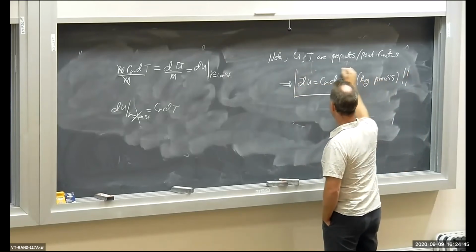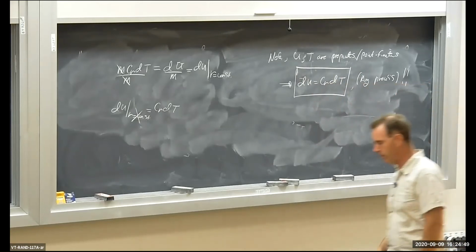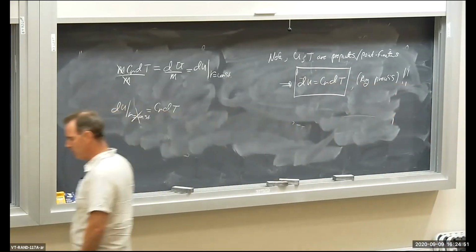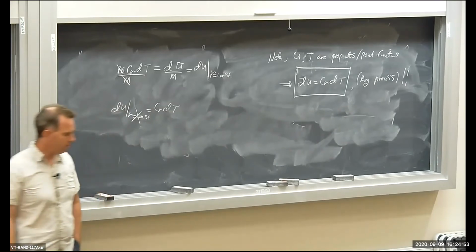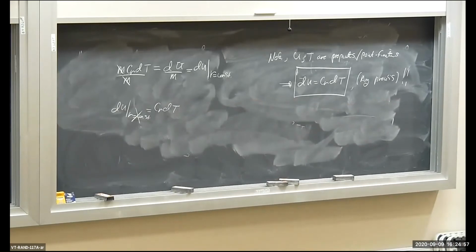Box it up. That's our first property relationship. You give me the change in temperature, you give me the specific heat at constant volume, and I can calculate the change in internal energy. Now that's a differential equation.